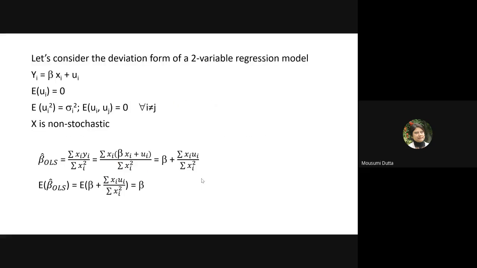So to get this, we are considering a two variable regression model. From the very beginning, I'm considering the deviation form, because the steps will be simpler in that case. That is, I'm regressing yi minus y bar on xi minus x bar.